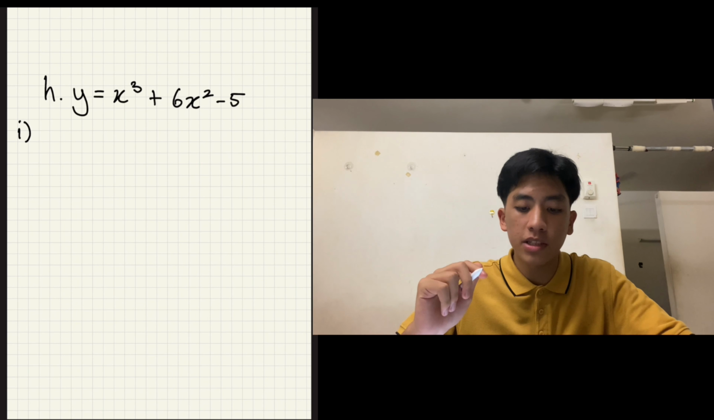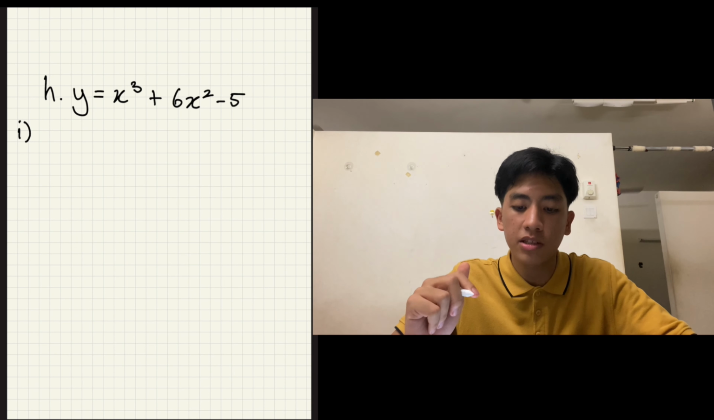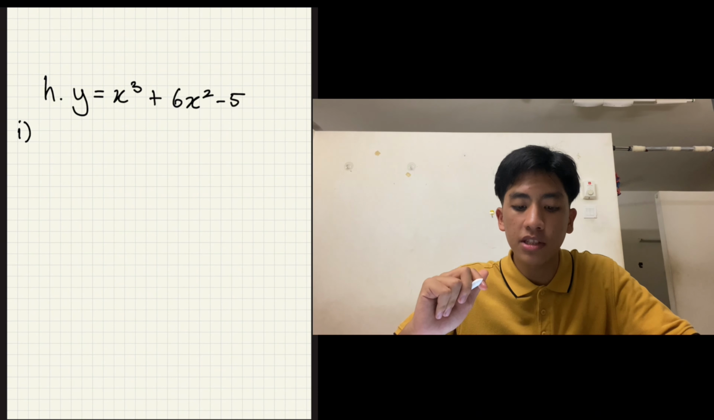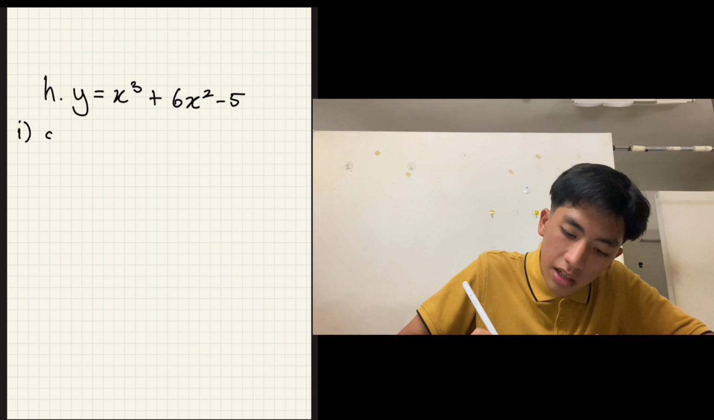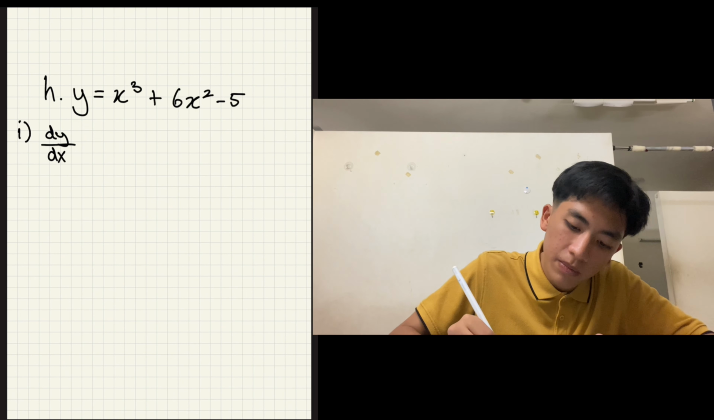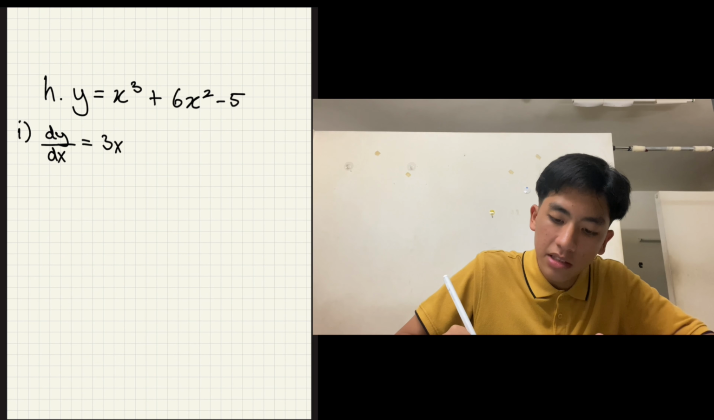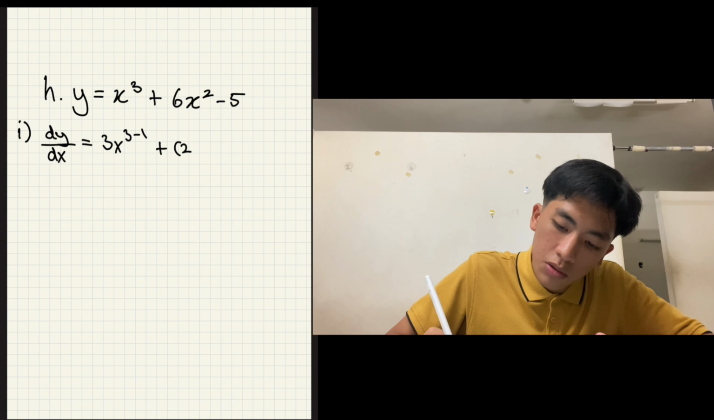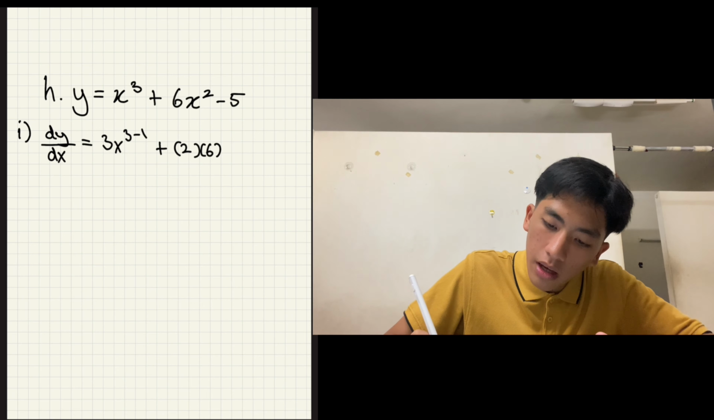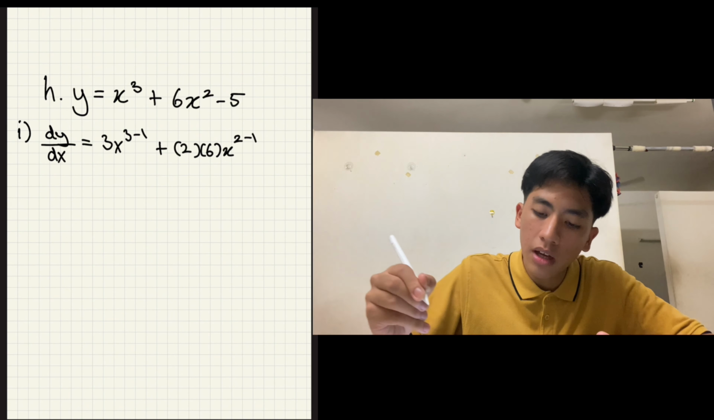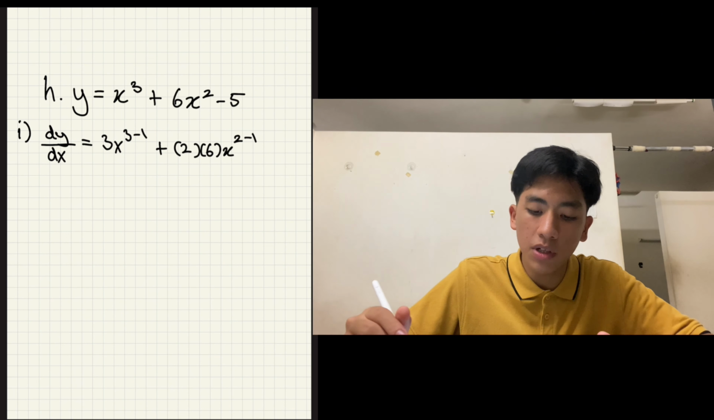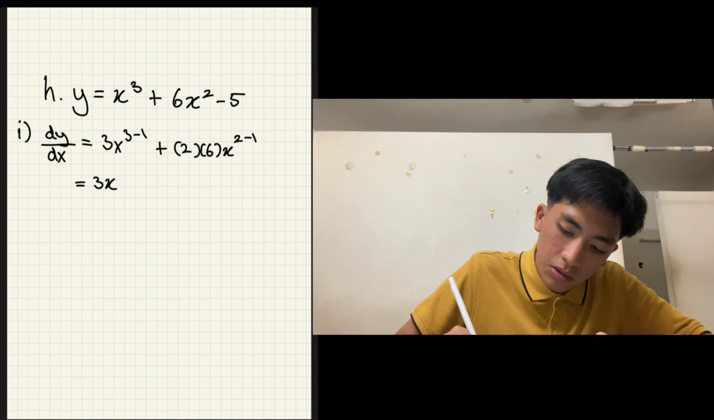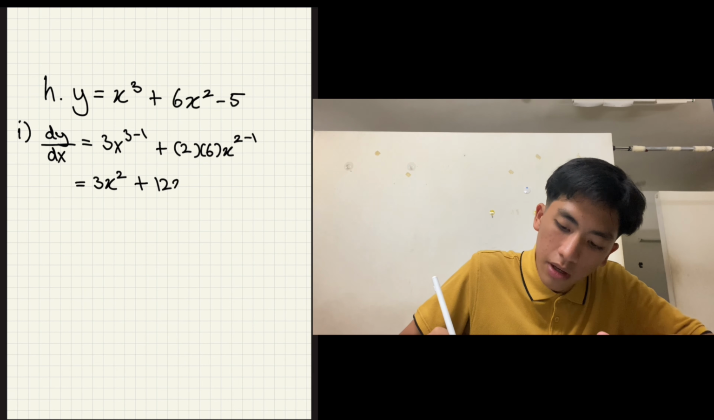Okay, next for question H, which is y equals x cubed plus 6x squared minus 5. First, we have to differentiate this expression and we will get dy over dx equals 3x to the power of 3 minus 1 plus 2 times 6x to the power of 2 minus 1, and if we differentiate negative 5 we will get 0. So next we will solve it and we will get 3x squared plus 12x.